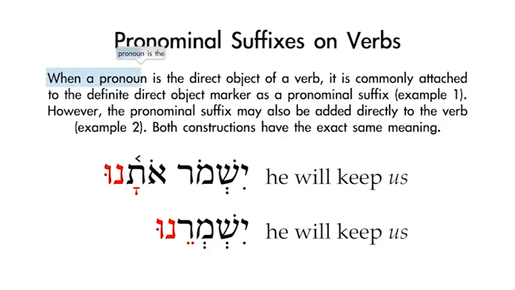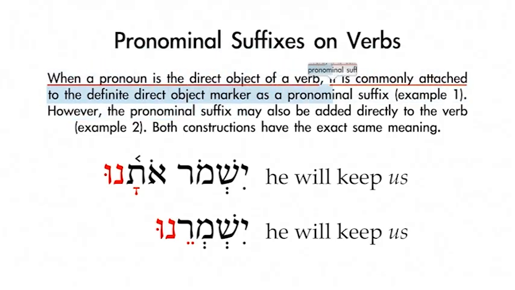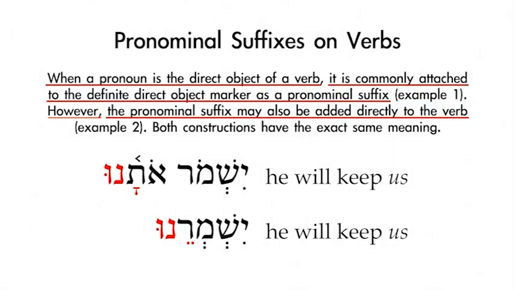In Chapter 9, we covered the fact that pronominal suffixes may be added to nouns, prepositions, and the definite direct object marker. In this chapter, we're going to cover the fact that pronominal suffixes may be attached directly to verbs as the object of the verb. Look at your screen with me. When a pronoun is the direct object of a verb, it is commonly attached to the definite direct object marker as a pronominal suffix, as in example 1 below. However, the pronominal suffix may also be added directly to the verb, as in example 2 below. Both constructions have the exact same meaning.